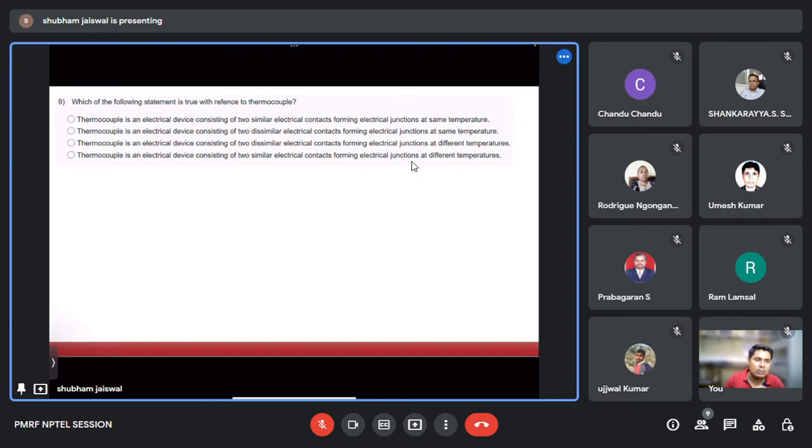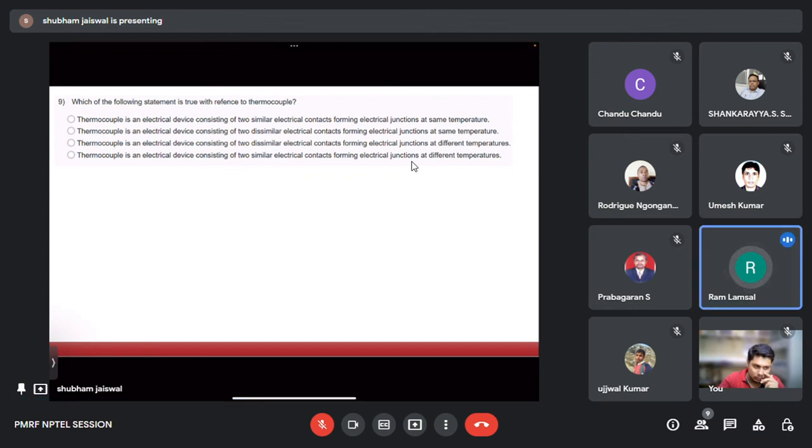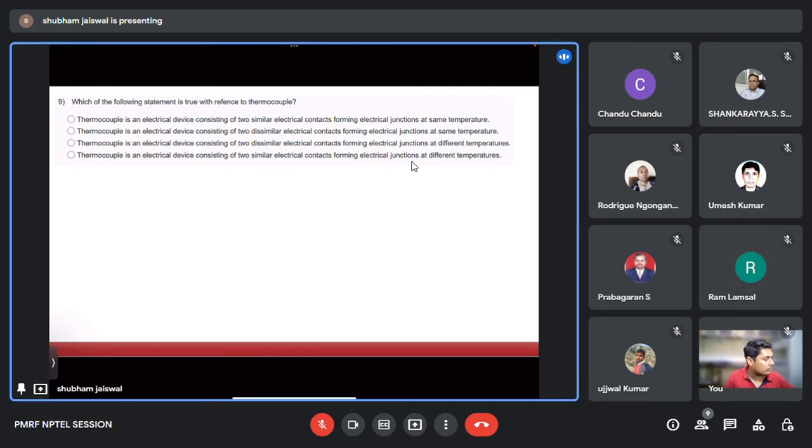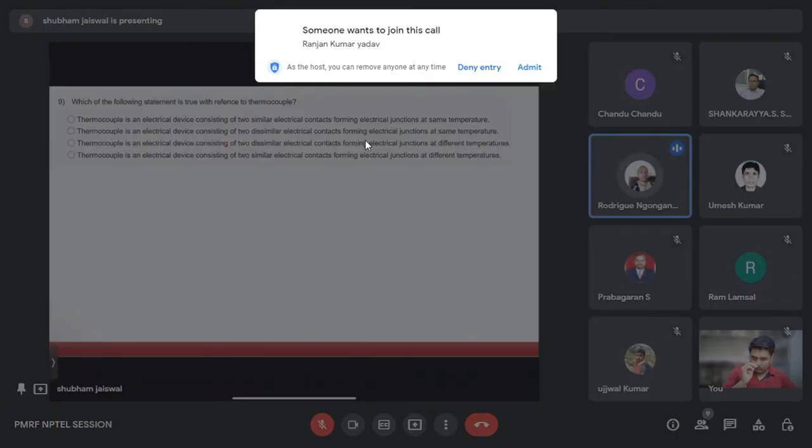Anyone? Mr. Chandu, Mr. Ram, Mr. Ujwal, Mr. Roderick, Mr. Umesh. Option C. Option is C. Let's see. I think it's the last proposition.